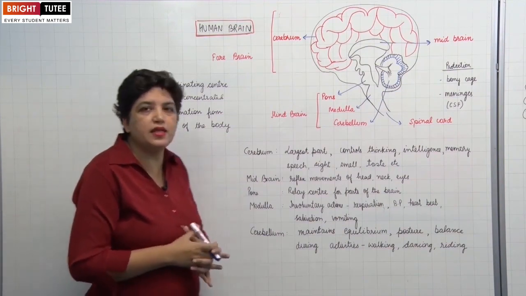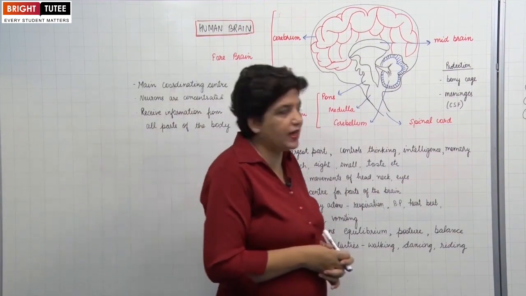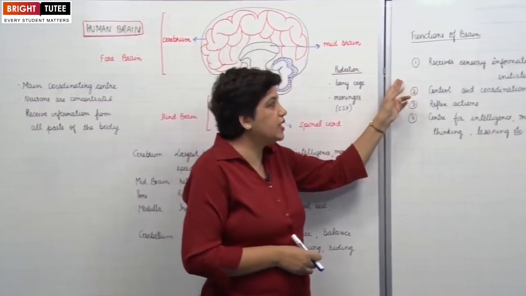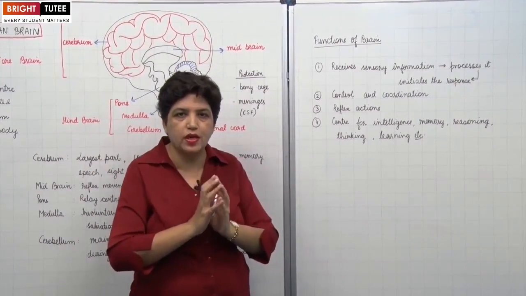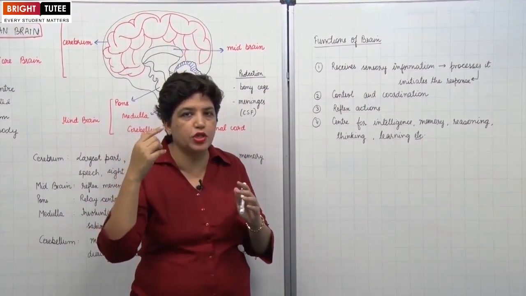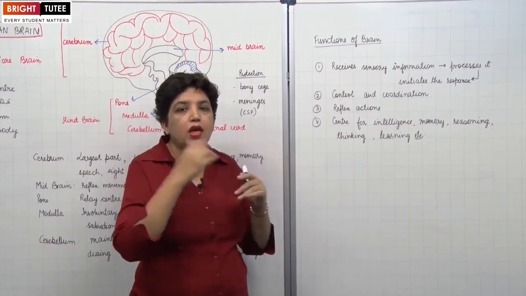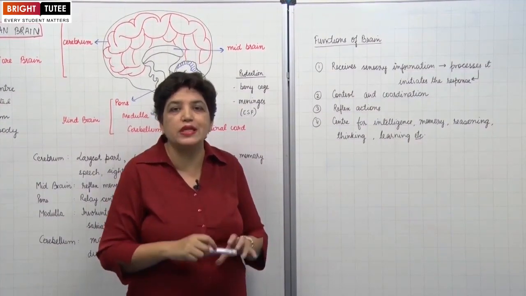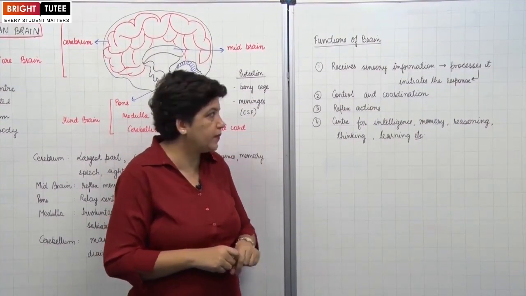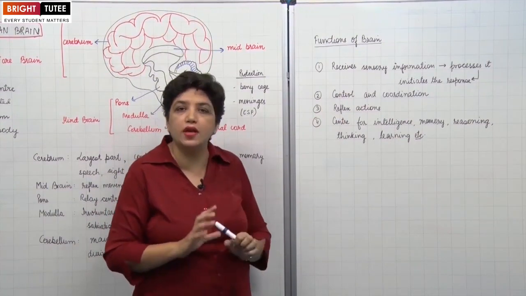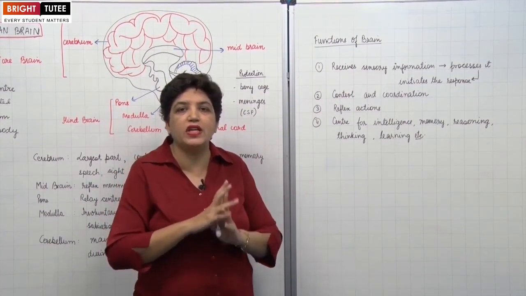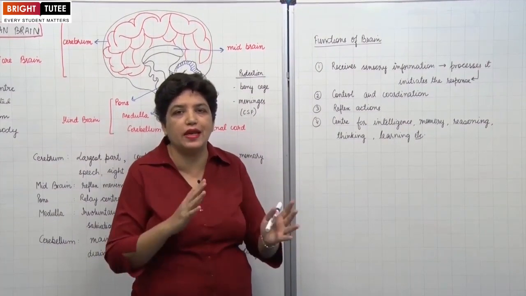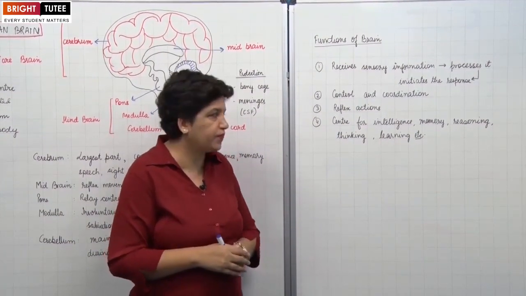Let us summarize the functions of the brain once again. First, it receives sensory information from all the sense organs. It processes that information, stores it in memory and also produces the desired response for the body. The second function is control and coordination. It controls and coordinates the activities of all the different and interrelated organs of our body.